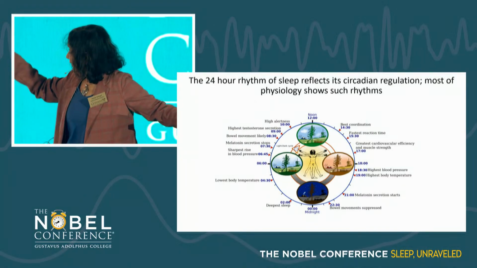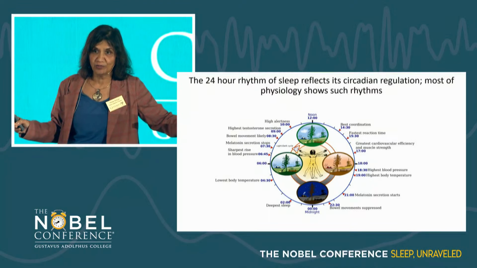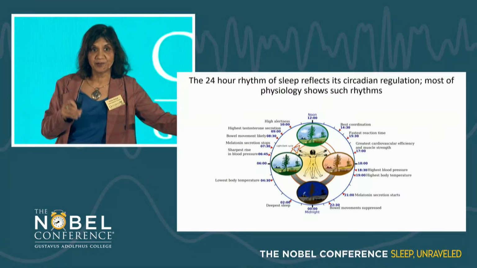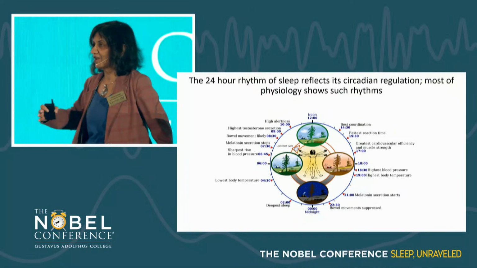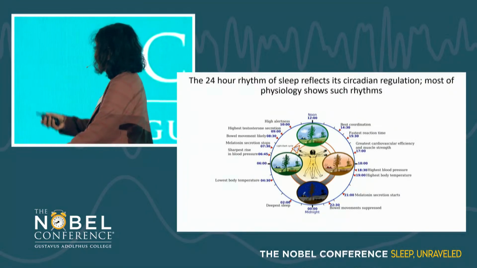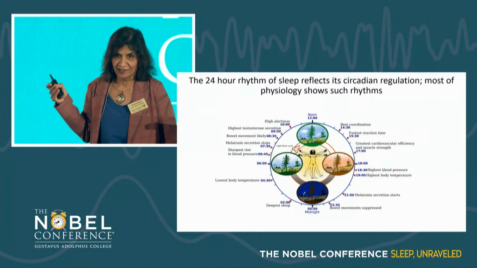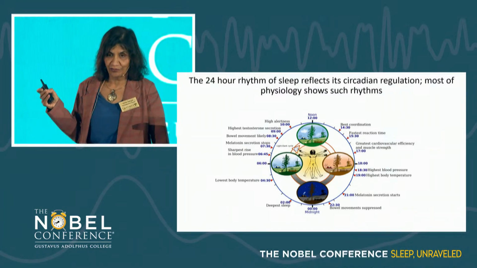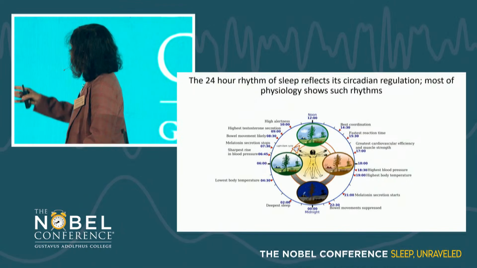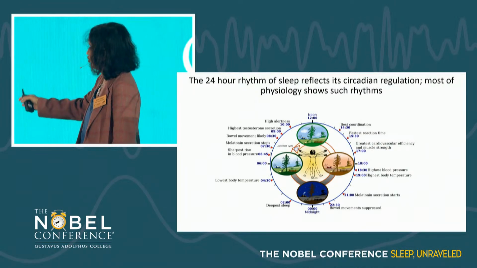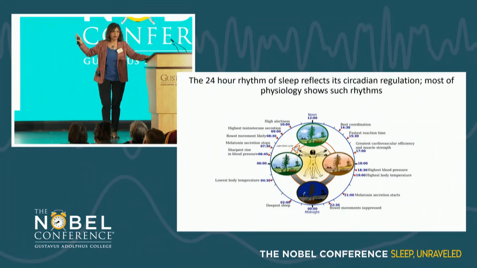So shown here on this 24-hour clock are some of the processes that in humans show time of day specificity. In other words, they tend to occur at specific times of day, or they tend to not occur at specific times of day. And I would stress that this is just a subset of the processes that cycle over the course of the day. So you'll see here that we're talking about blood pressure, body temperature, melatonin secretion, GI function, and there's many, many more that are not on here.